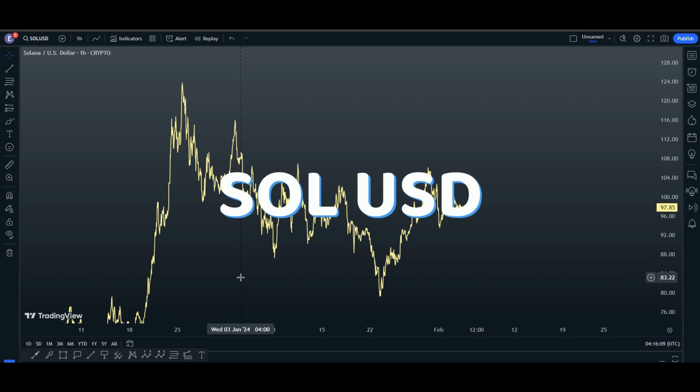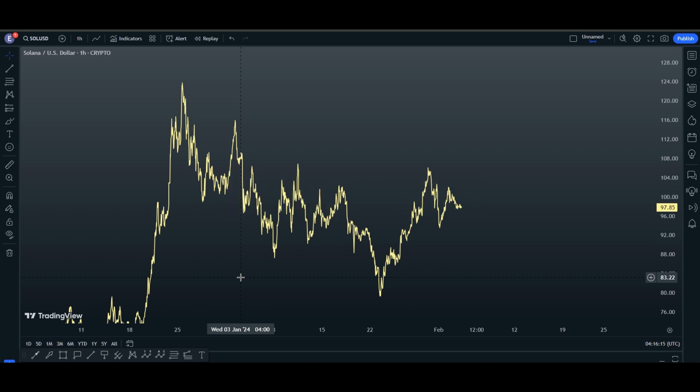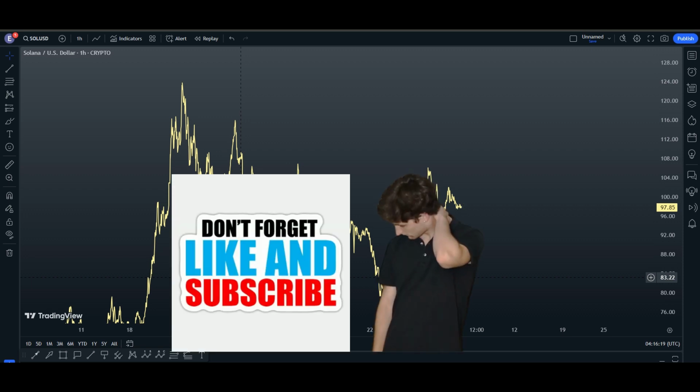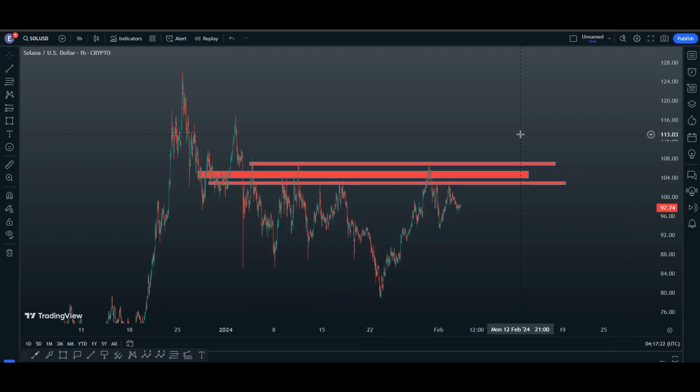This is SOL USD 60-minute chart. Let's see where is our support and where is our resistance this week. If you look at this chart very carefully, you can see three resistance areas. One of them is very important.